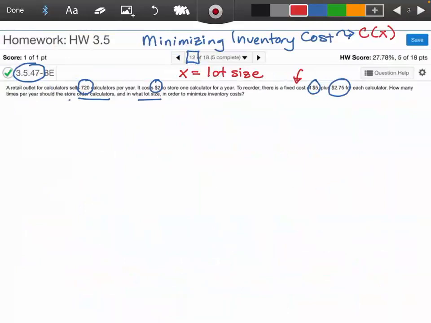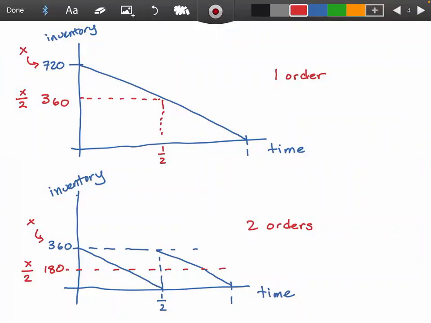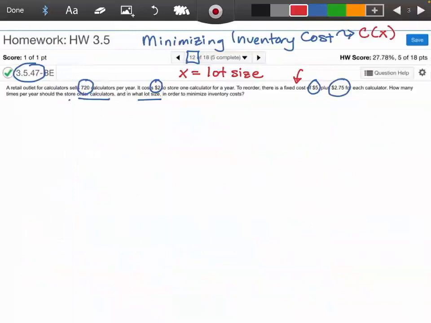So we clearly don't want to be in this first scenario where we have one order a year and our inventory is going to be really large. Our average inventory is going to be 360. But we probably don't want our orders to be just one calculator at a time either, because we're going to have to pay that order fee every time. So we want some number between those extremes, and we have to figure out what that is. All right, so now that we have the basics set up here, let me give you some formulas to work with.